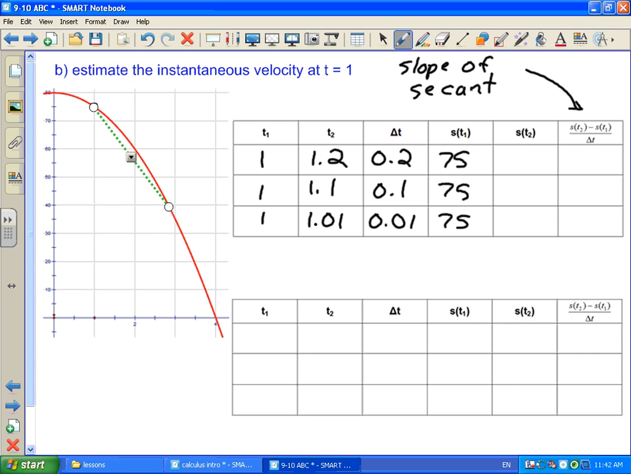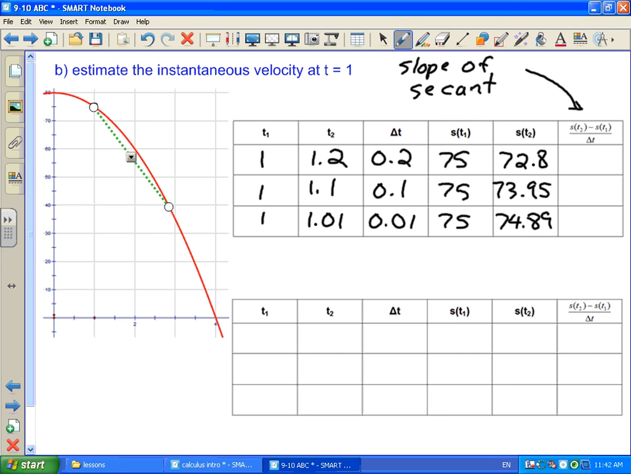And what is going to change is the position at time 2. It's going to start at 72.8, and it's going to gradually move closer and closer to that 75. So 73.95 and 74.89, and so on. Okay? But what we're really interested in is what goes on when we calculate the slope of this secant.